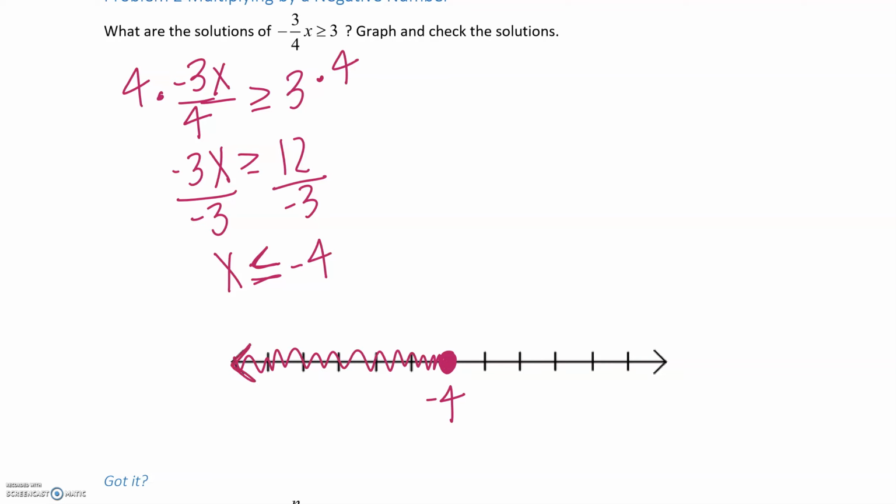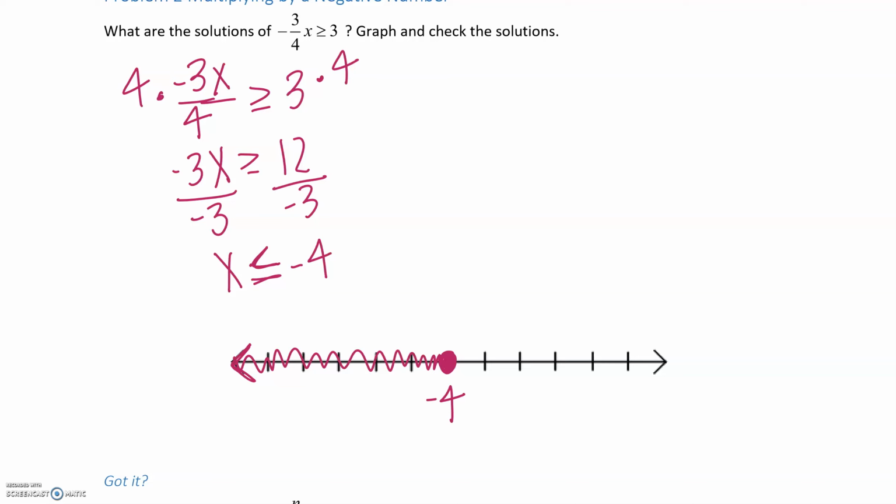Okay, and the way that we can check this to make sure that we're right is we can put any number less than negative 4 into this inequality to make sure we're right. So when it says check the solutions, we can go ahead and put negative 4 because this is a less than or equal to.